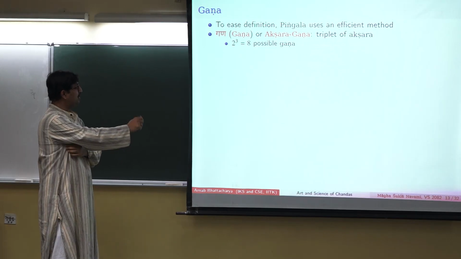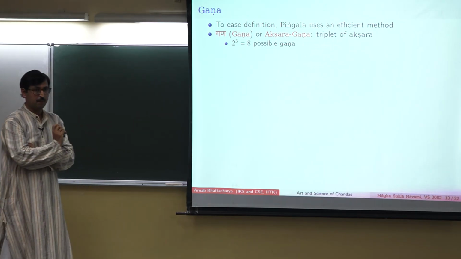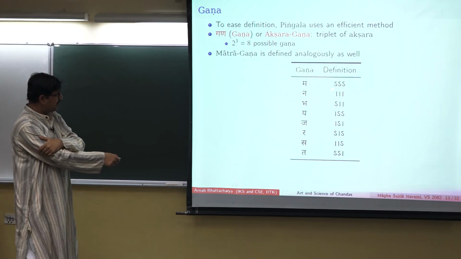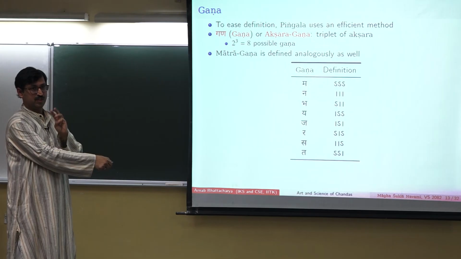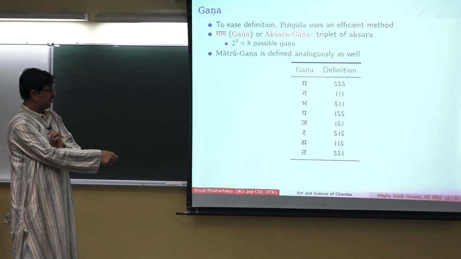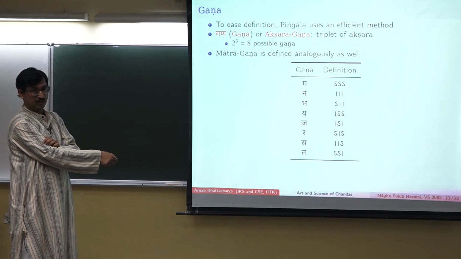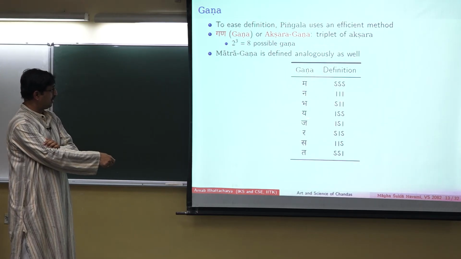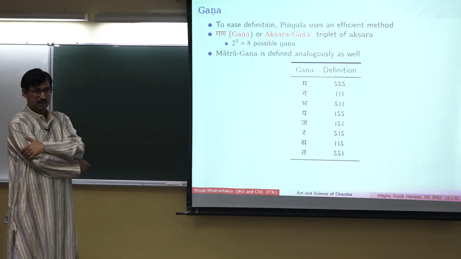So that means there are only 2 to the power 3, 8 possible Ganas. And here is the entire definition of them. When you have Guru, Guru, Guru, consecutive 3 Gurus, that is called a Magana. Then Lagu, Lagu, Lagu, Nagana. Then beginning is Guru, the rest is Lagu, so Bhagana, Yagana, Jagana, Ragana, Sagana, Tagana.